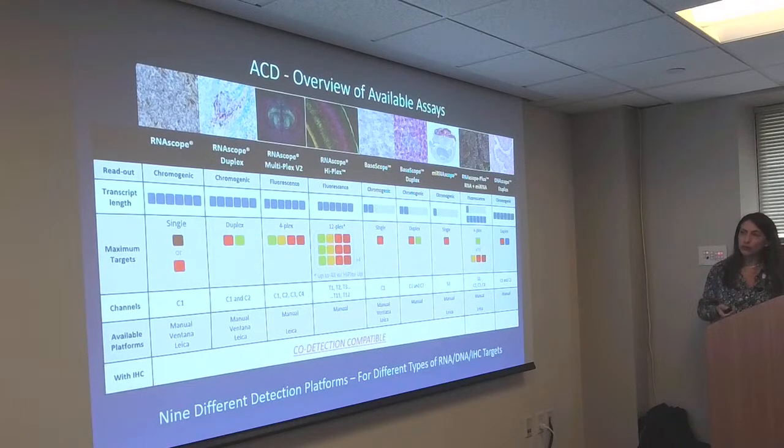Brown or red will deposit chromogen. It's not going to fade, it's not going to evaporate, you'll always have those sections forever. Once you're comfortable with the technology, often then customers will shift to the assays that allow for a larger number of targets to be illuminated at the same time.